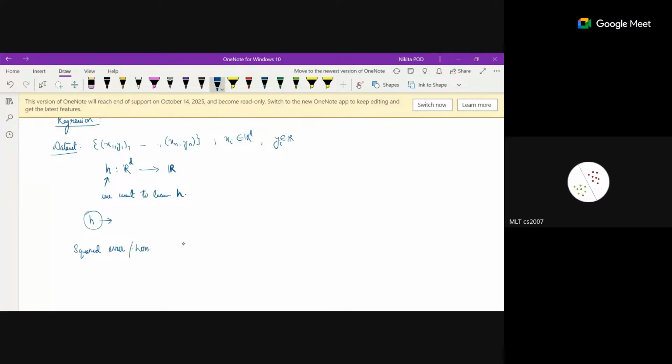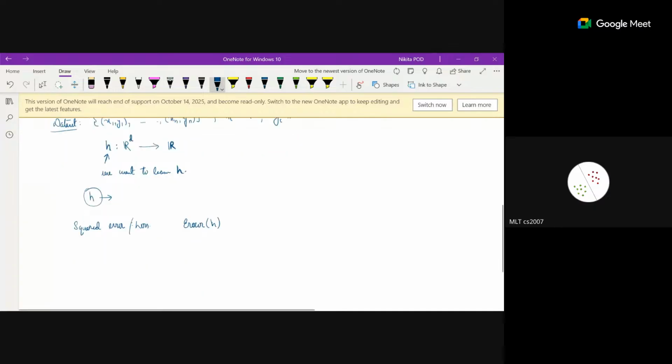So the error of this function h that we have learned, we can define it as follows. Since this is R^d, the input will be xi, right? And this output is going to be h of xi. So h of xi minus yi, the true label. So yi's are the true labels and h of xi is the learned label. Okay. So (h of xi minus yi) square, i varying from 1 to n.